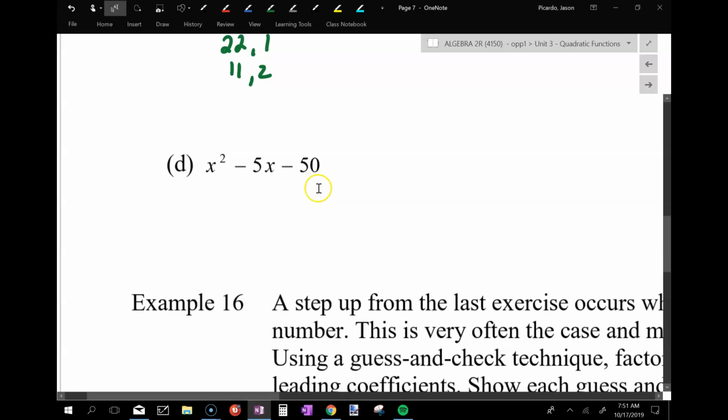All right. What do I know? I know for a fact, no doubt about it, it's a surefire thing that the first terms here are x's. This number is negative 50. The only way that I can multiply two numbers and get a negative is if the numbers have different signs, positive and negative.